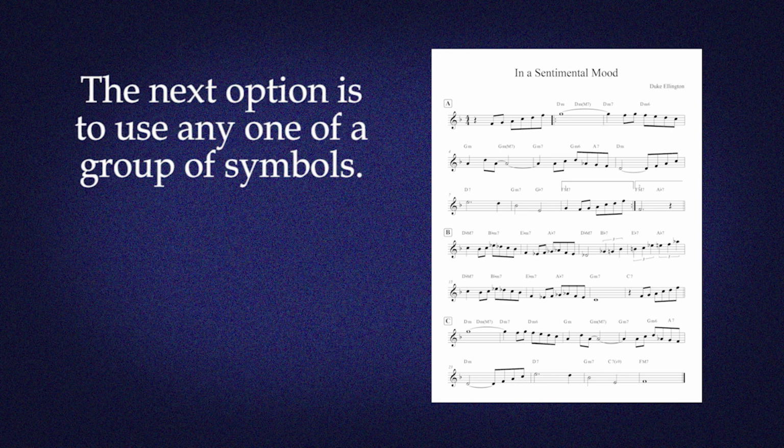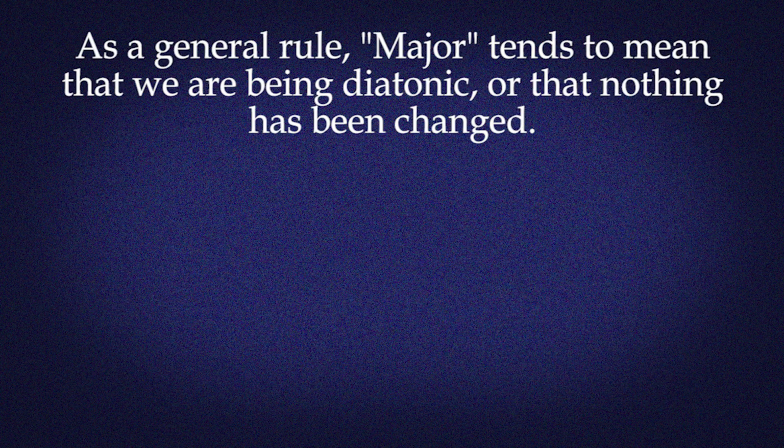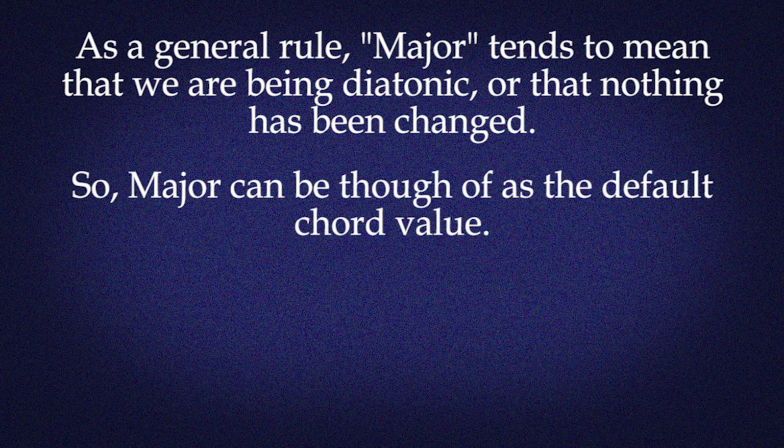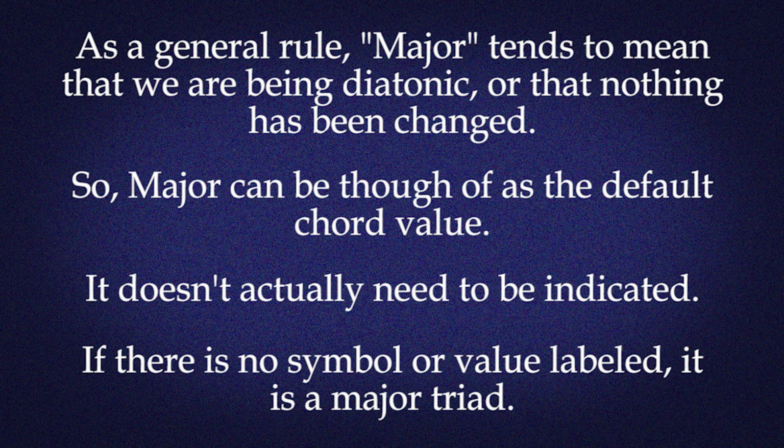The next option is to use any one of a group of symbols. These vary greatly depending on the preference of the writer, but most of them are fairly obvious. As a general rule, the word major tends to mean that we are being diatonic, or simply that nothing has been changed. For this reason, major can be thought of as the default chord value. So when we are naming a major chord, we don't actually need to indicate the word major. Therefore, there is no alternate symbol for a major chord. The root of the chord completely by itself indicates a major triad.